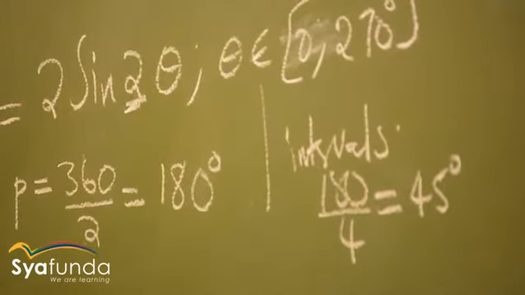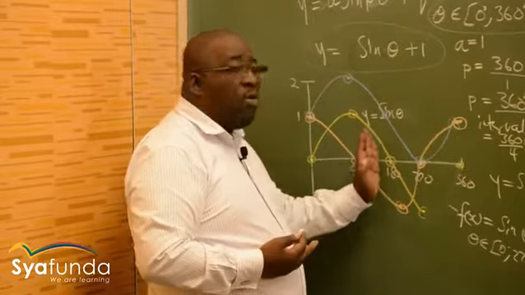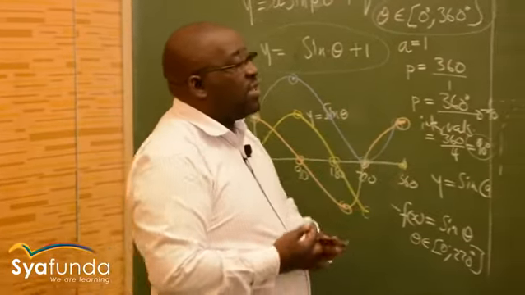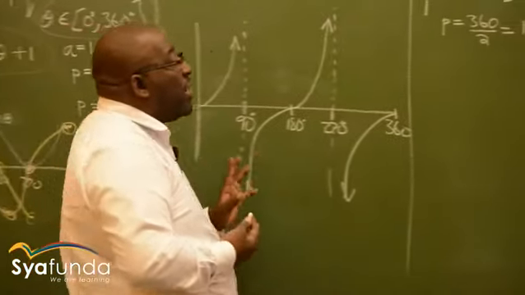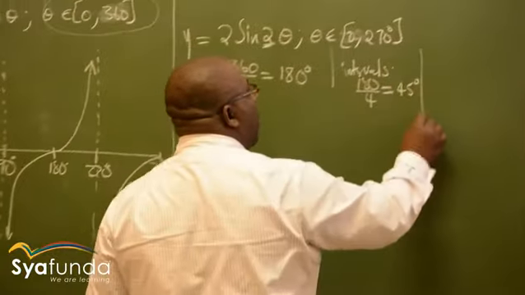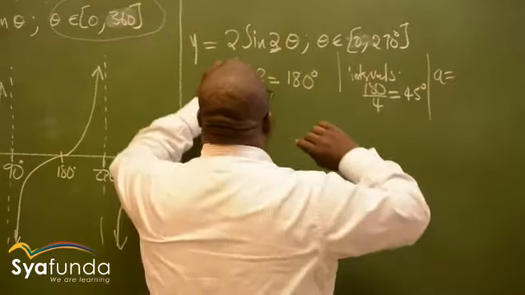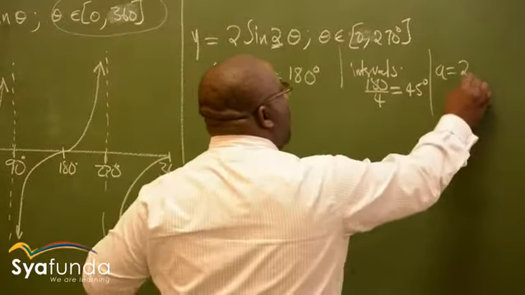What is this saying to me? So these intervals will be going in 45 degrees, 45 degrees, 45 degrees. What is my amplitude? In this particular case, the highest point is 2.